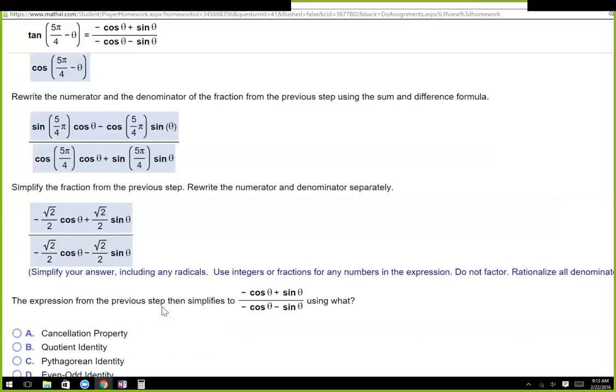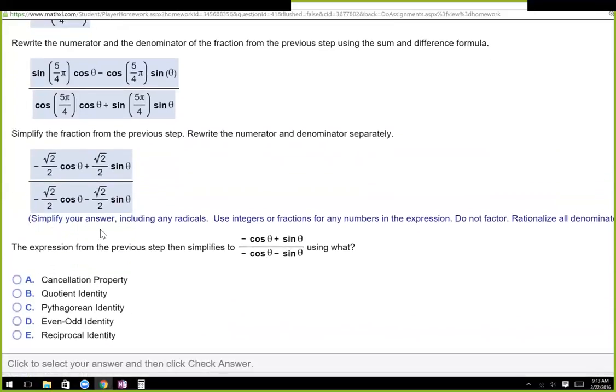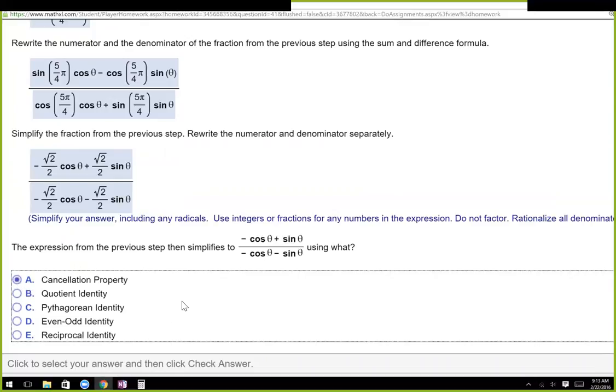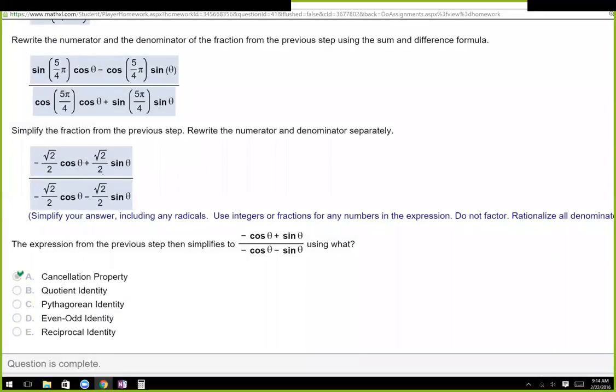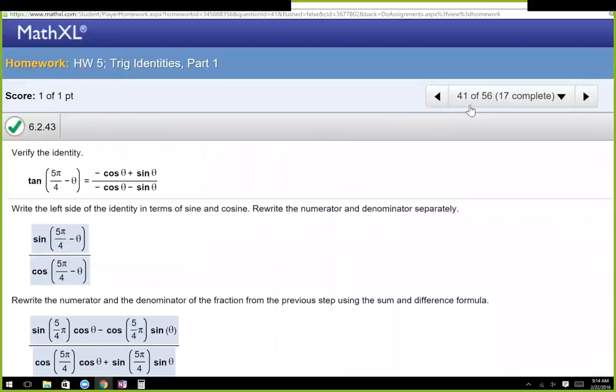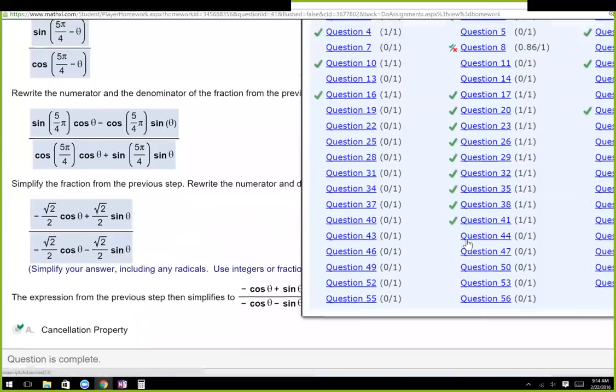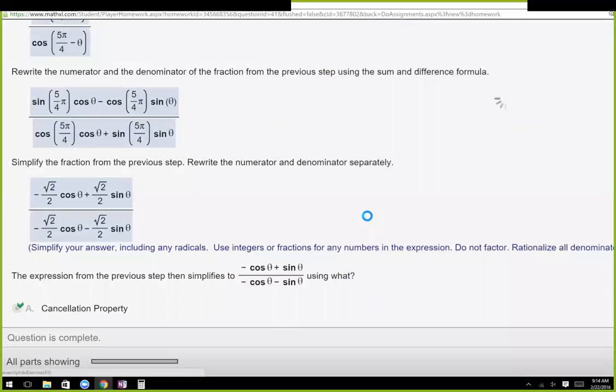All right, now there's a root 2 over 2 all the way across. Cancel them all out. I'm going to call that the cancellation property. Yay! Not too bad. All we did was factor root 2 over 2 out of the whole thing, and then they cancel. So, 2. That was 41. Let's try 43.